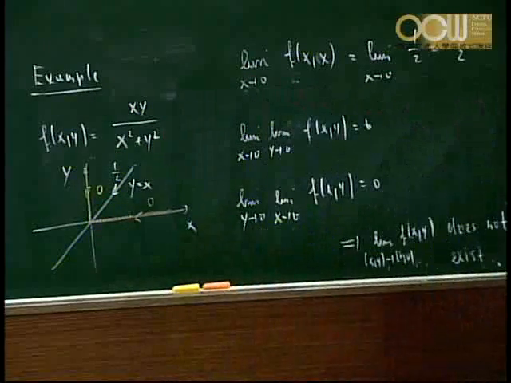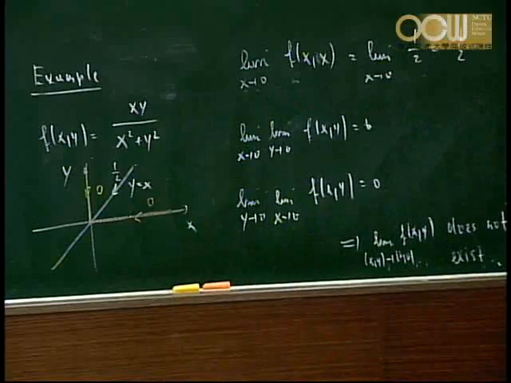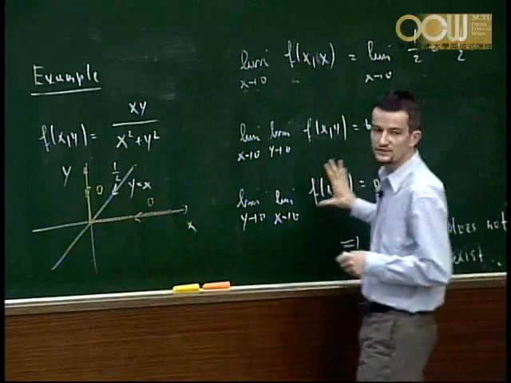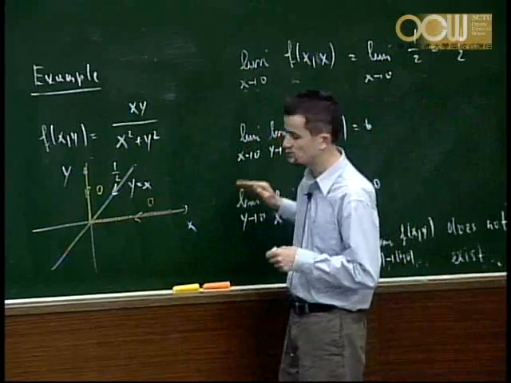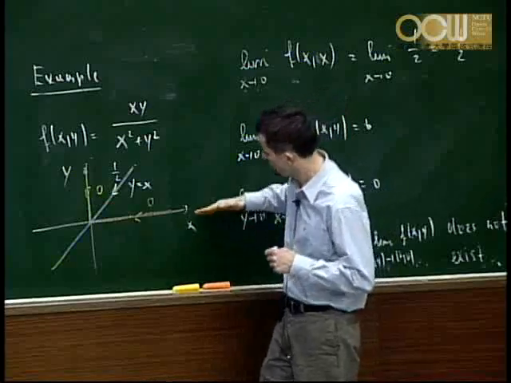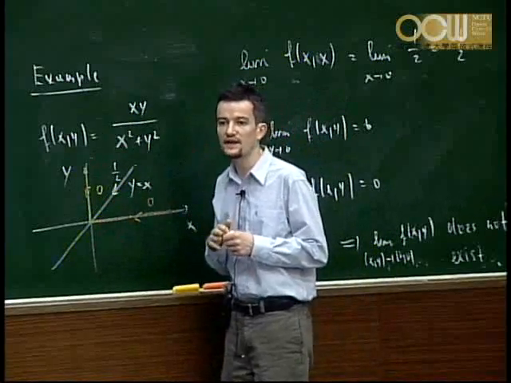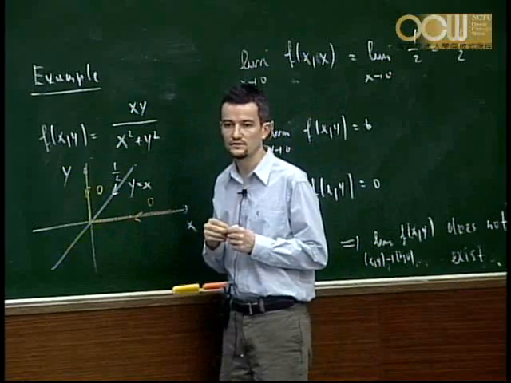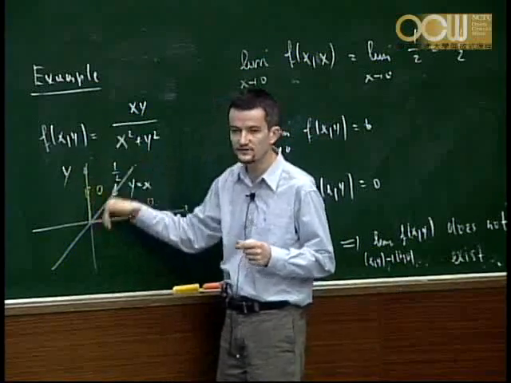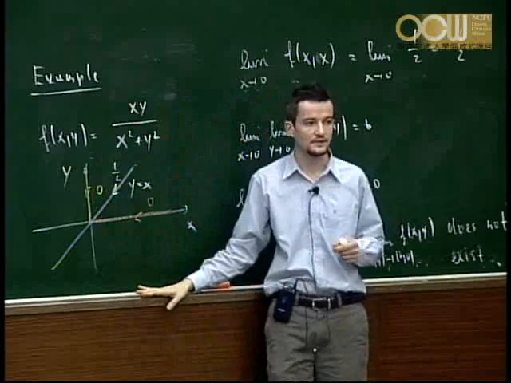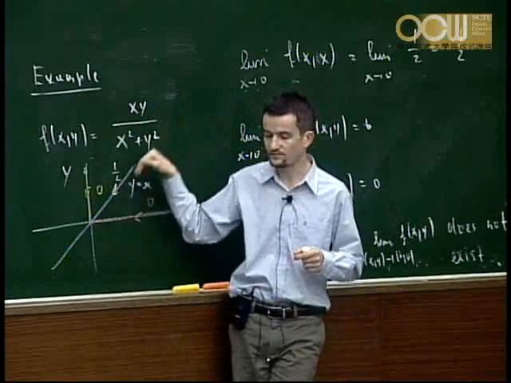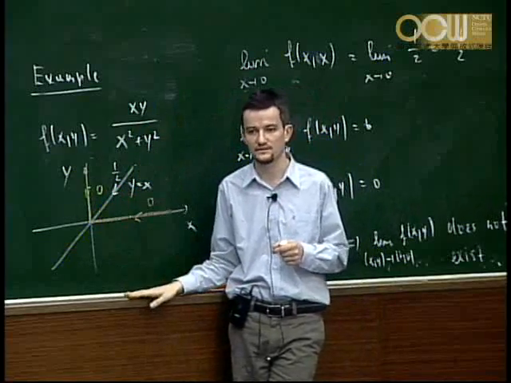Okay, so we see that it's not just enough. From this example, it's not just enough to check what the limit is if you approach along the coordinate axis. You also have to consider other directions. Because if you just look at the coordinate axis, you would conclude here the limit exists, but in fact it does not because of this line here.